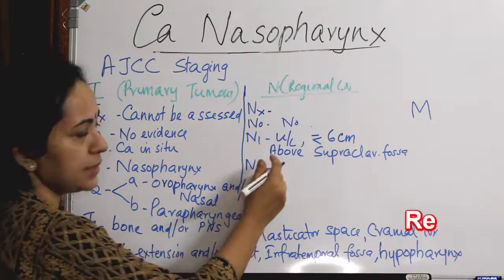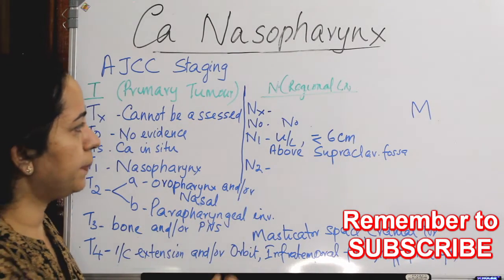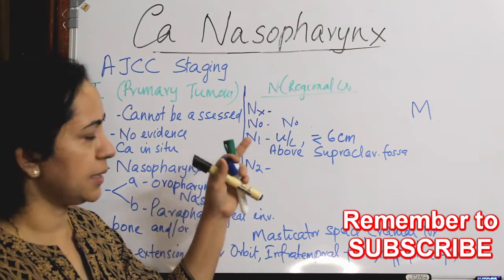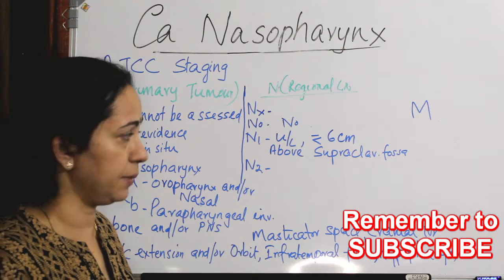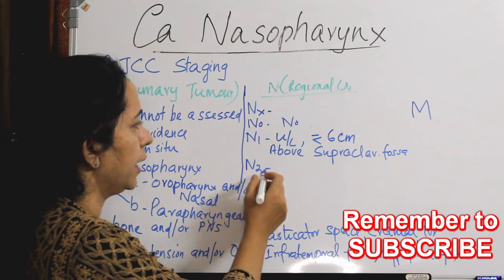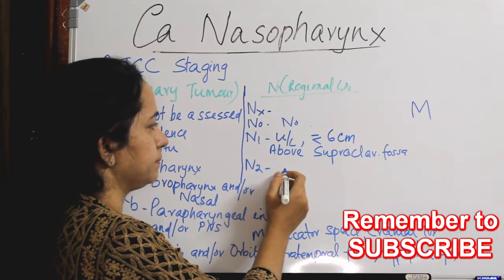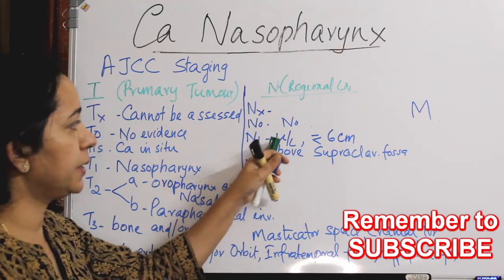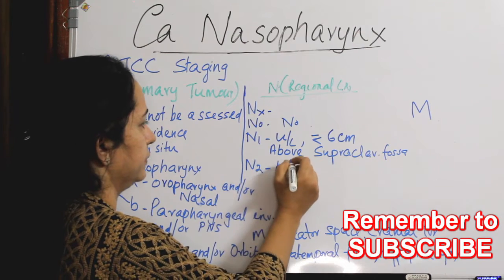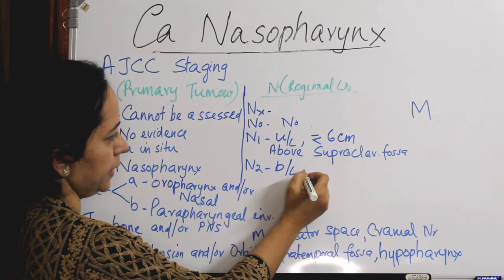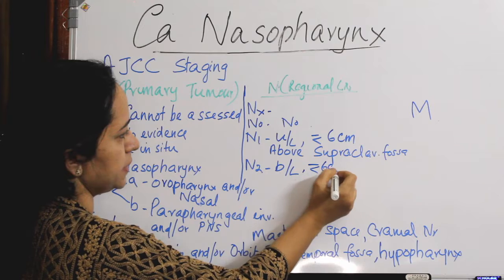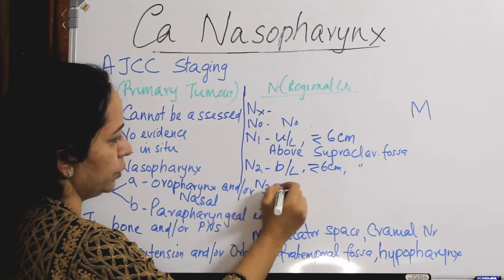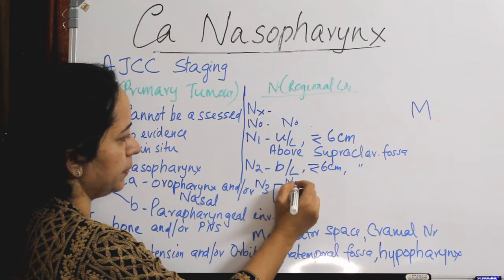N2, this N staging is easy to remember. It depends upon the size and the supraclavicular fossa. So N1 is less than or equal to 6 cm in greatest dimension and above the supraclavicular fossa. N2 is above the supraclavicular fossa, less than or equal to 6 cm, but it becomes bilateral. And all the others are the same, that is equal to or less than 6 cm and above the supraclavicular fossa. N3 we have 2, that is N3A and N3B.